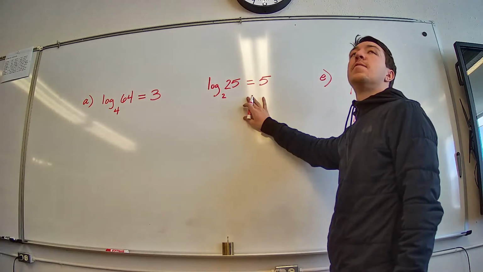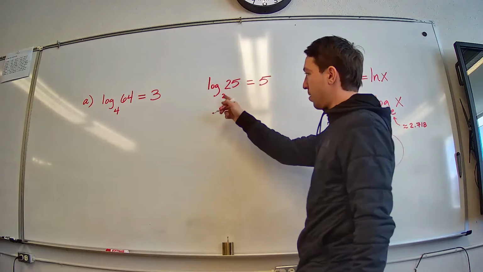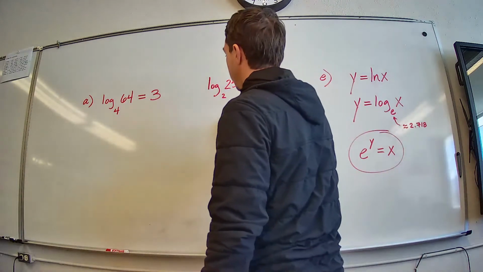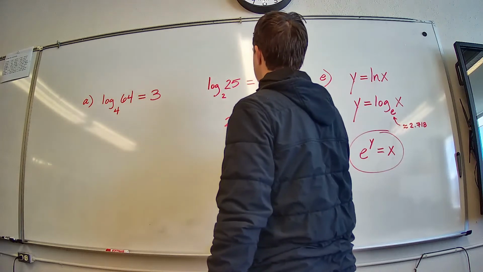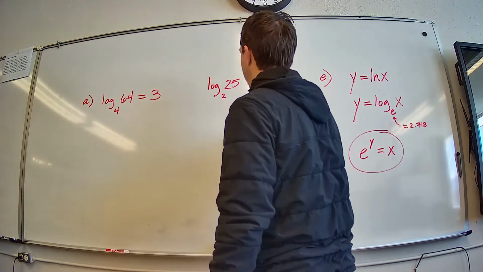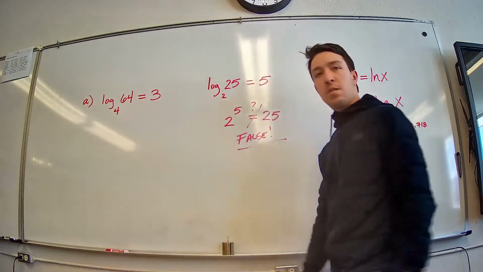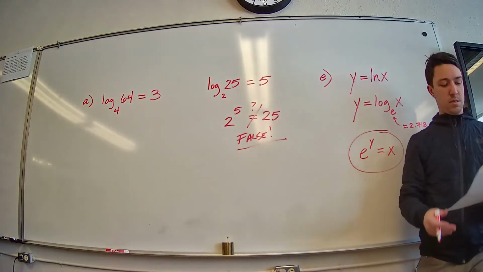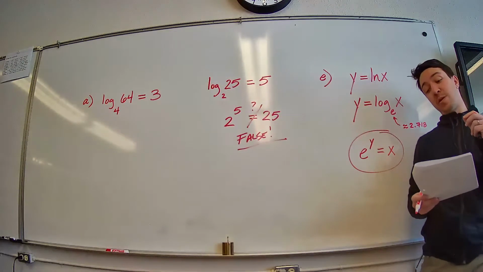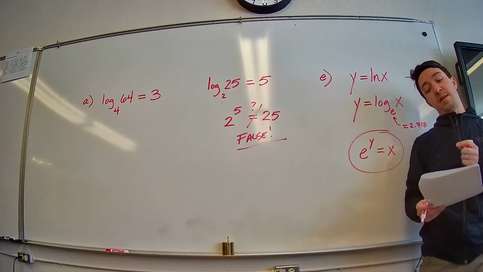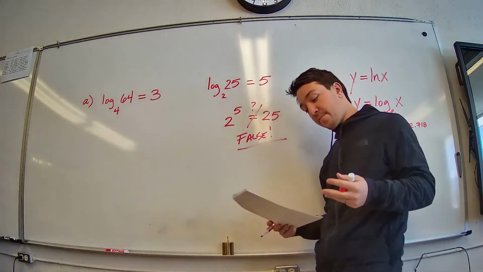False. Because here's how you can determine. You rearrange it. Is 2 to the 5th power equal to 25? No, that is a false statement. You okay with that? Whereas B, log base 5 of 25 is 2. Is that true or false? That one's true because 5 to the 2 power is 25.